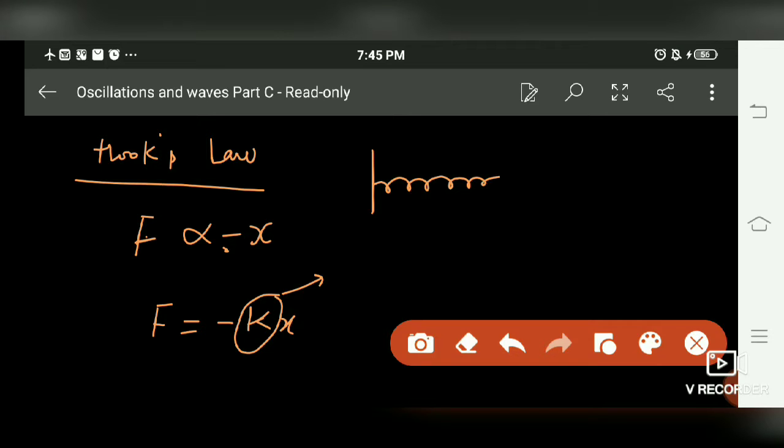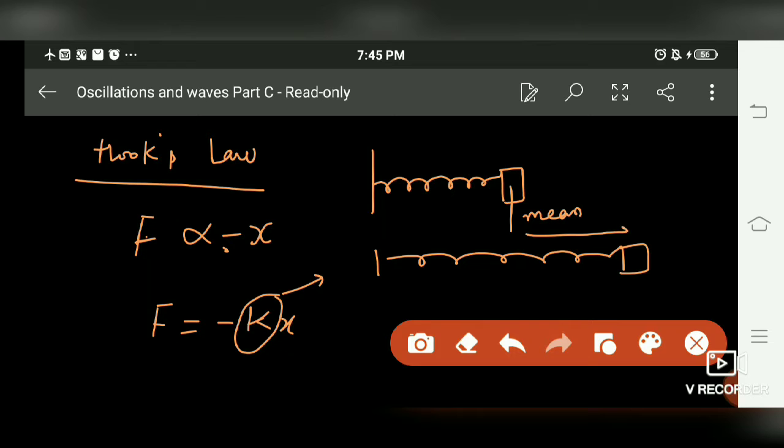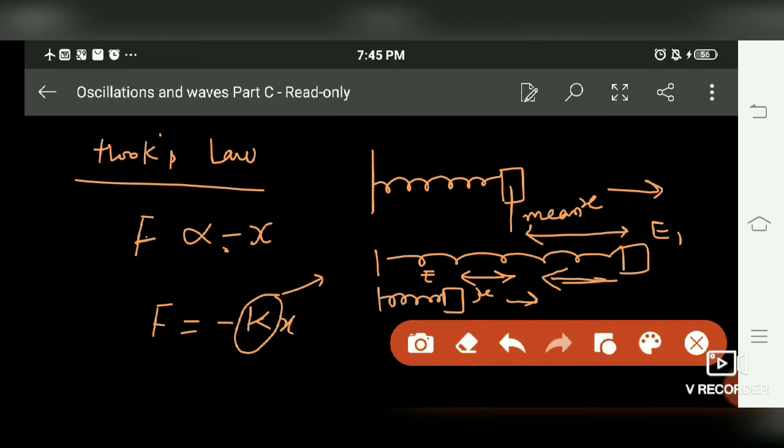Suppose in the case of a spring, this is the mean position. If I stretch the spring to this point, this displacement from the mean position is x, this is extreme position 1. Or if I compress it to here, this is extreme position 2, also displacement x. Now it tries to come back to the mean position. If displacement is in this direction, force acts on it in the opposite direction.